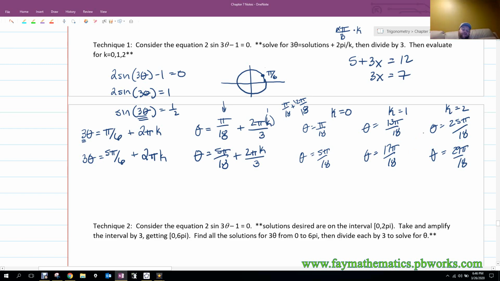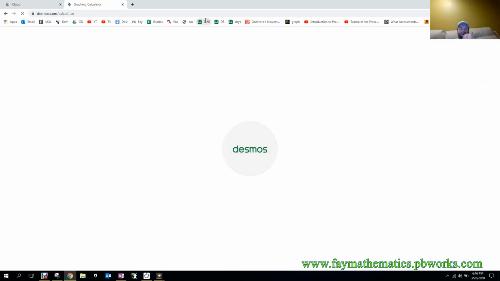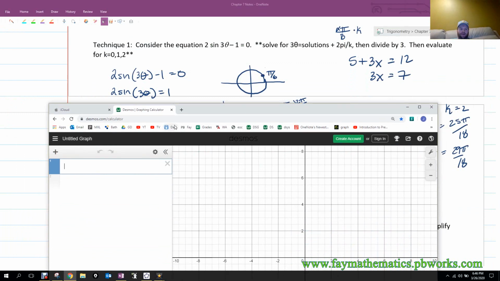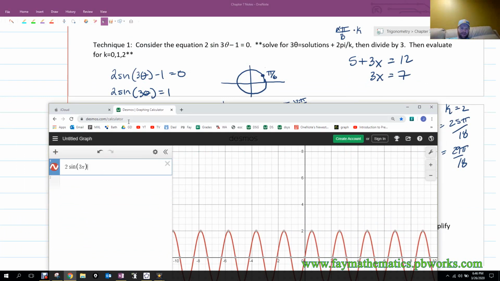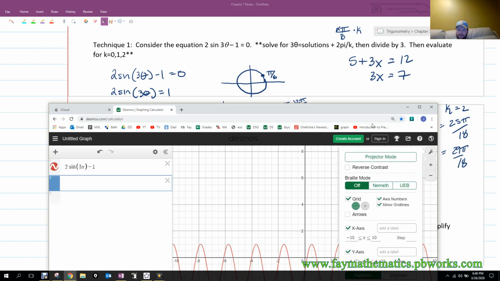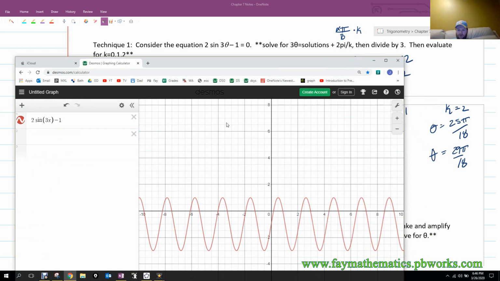Okay. I want to see if Desmos offers a graphical view here that makes this a little bit easier to see than GeoGebra. It's probably not going to, but I'm going to type in 2 sine of 3x minus 1. We'll put it in radians. And if this doesn't work, we'll go to GeoGebra and actually do it.